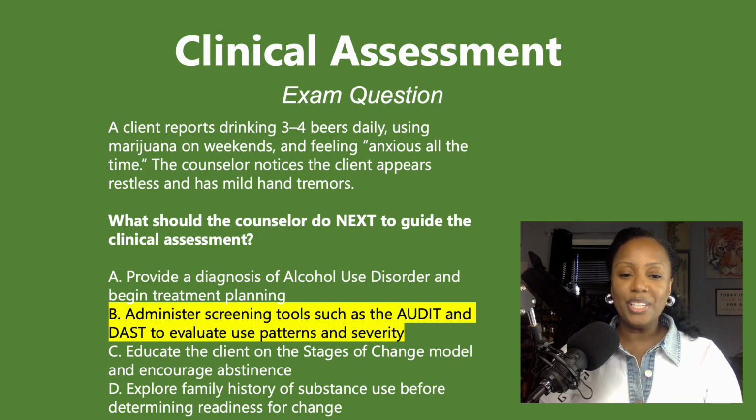The correct answer is B, administer screening tools such as the AUDIT and DAST to evaluate use patterns and severity. This question tests your ability to prioritize the steps in the assessment process. It helps you to slow down and gather data before moving into the treatment planning or diagnosis. That's the critical thinking skill that you'll need to pass your addiction exam.